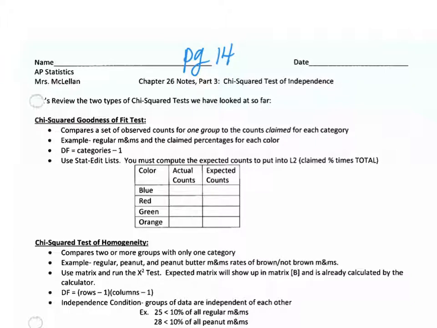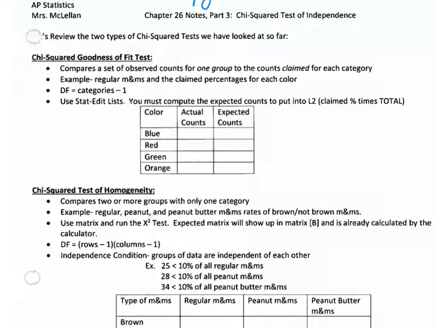So here we go. This on page 14, this is your notes. And the first thing, this page, we're going to review what we've already learned. So first, chi-squared goodness of fit. The key to the goodness of fit is that you have claimed percentages for just that one variable. The degrees of freedom are categories minus 1. And then in your calculator, you use the lists. You do your stat edit list, and you use L1 for your observed, and L2 for your expected.